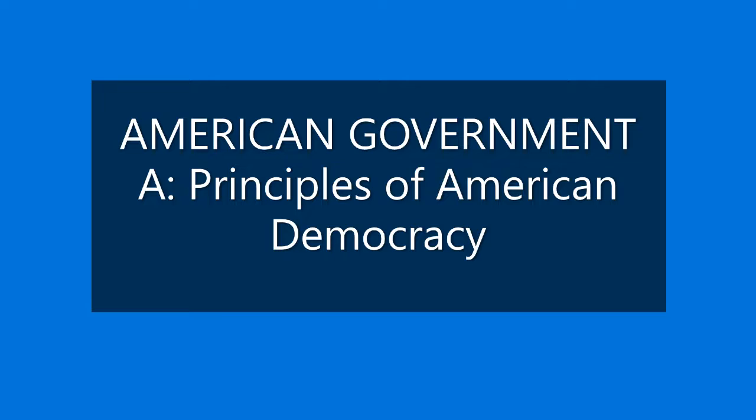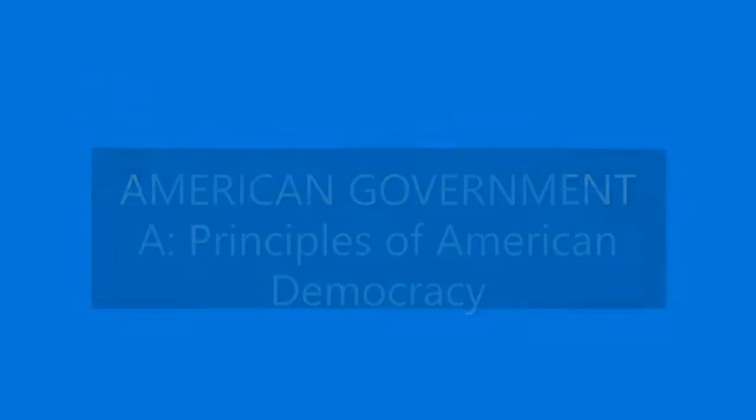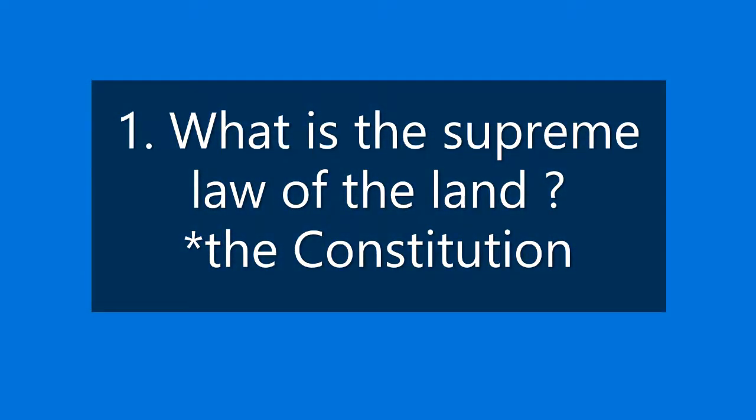The first part, American government, Section A, Principles of American Democracy. Question number 1. What is the supreme law of the land? The answer: the supreme law of the land is the Constitution.